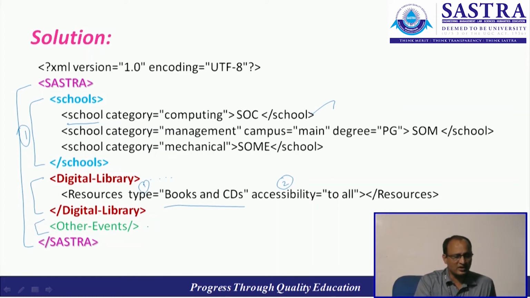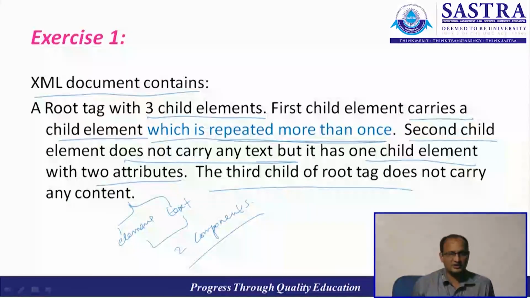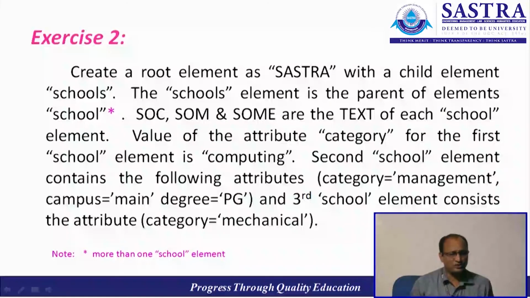In the same sense, all this is also possible for the other events element. So, I can keep this at present empty. This is the solution for this exercise. And coming to exercise 2, create a root element as Shastra with a child element schools.